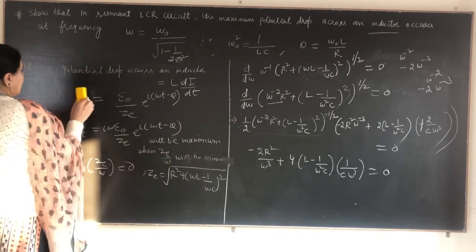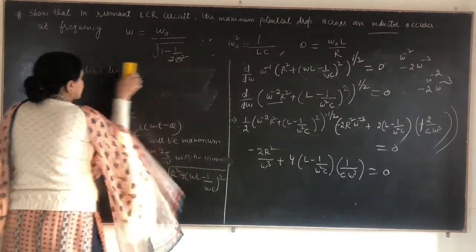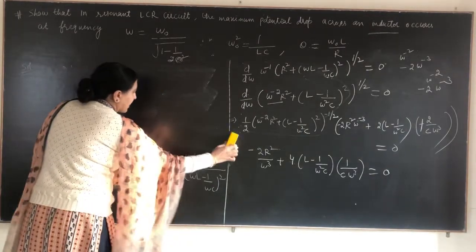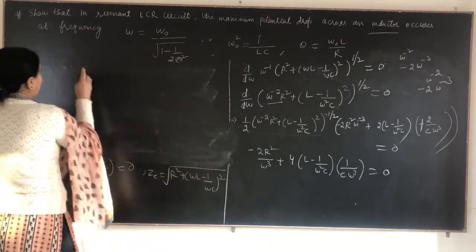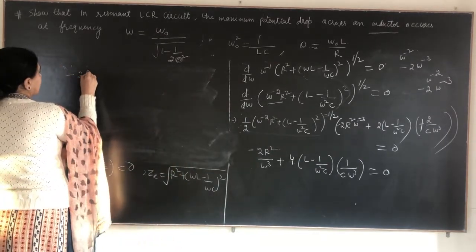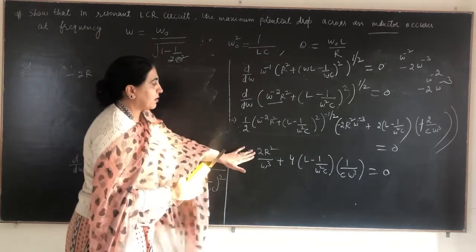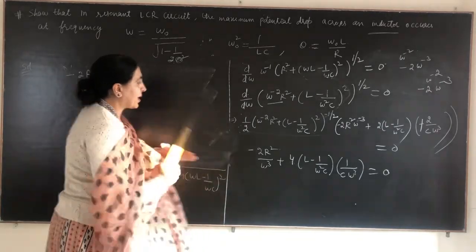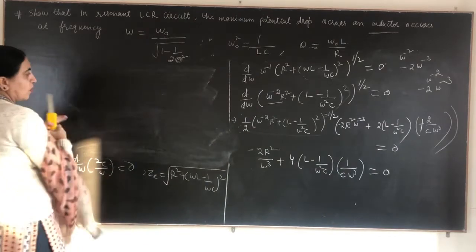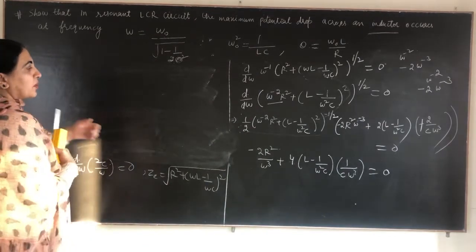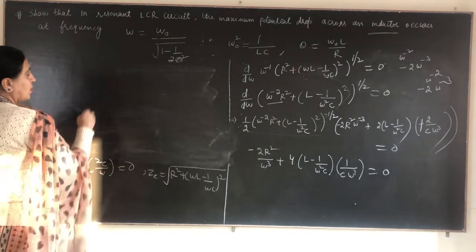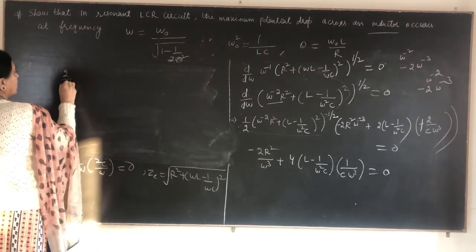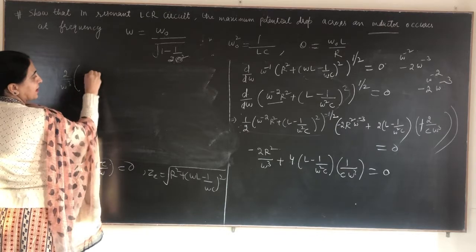Now solve this term. Open all the brackets. When you open all the brackets, taking 2 over omega cubed common, because omega cubed is common in both the terms. So 2 over omega cubed is common. What is remaining here?